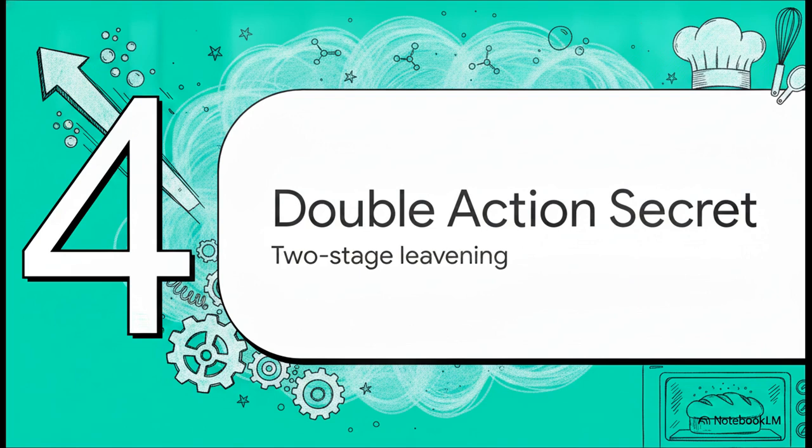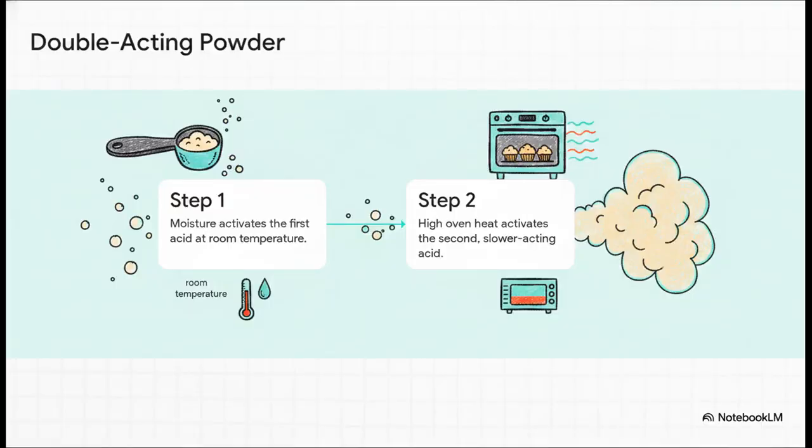Okay, Section 4, the double action secret. This is all about 2-stage leavening. Almost all baking powders you buy at the store today are double acting. They're basically double agents in your batter. They're formulated with 2 completely different acids.